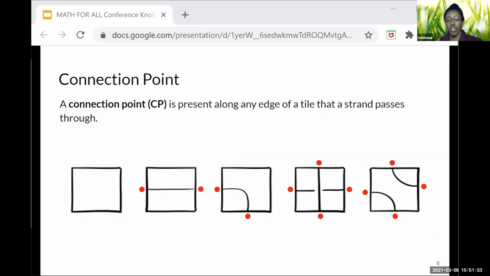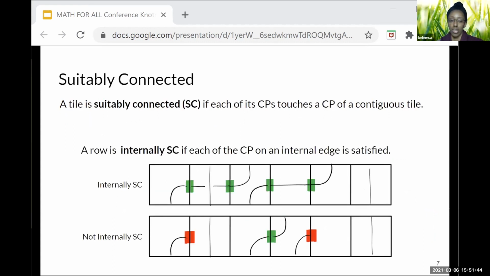A connection point is present along any edge of a tile that a strand passes through, and here they're indicated by red dots. And a tile is suitably connected if each of its connection points touches a connection point of a contiguous tile.